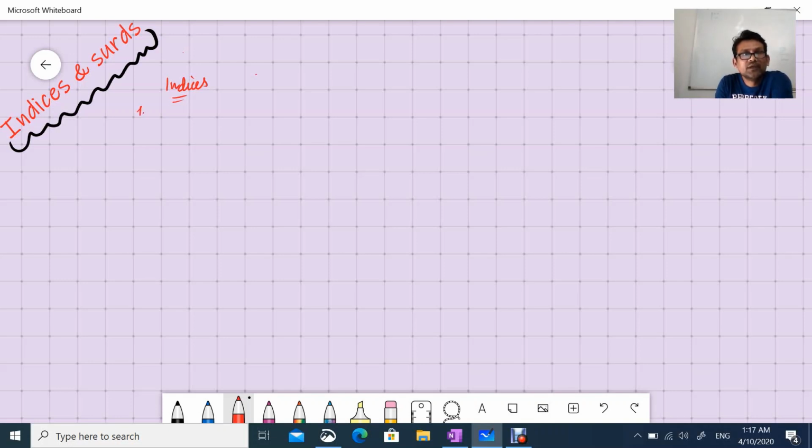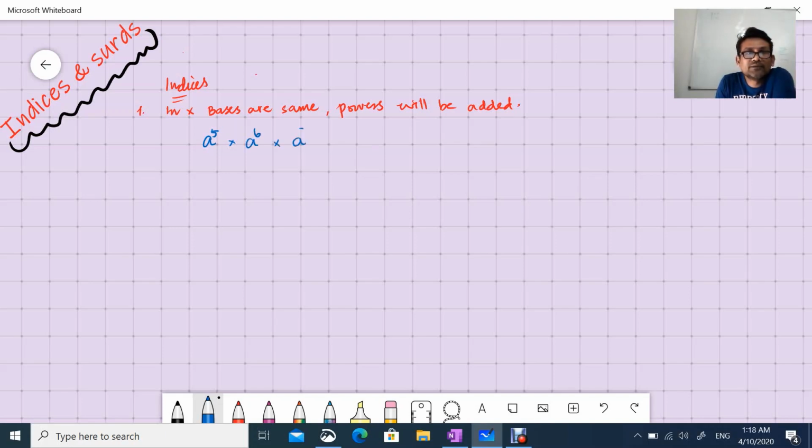First, in multiplication, when the bases are the same, the powers will be added. Powers, exponents will be added. This is also helpful in mathematics. An example is here: suppose a power 5 multiplied by a power 6 multiplied by a power 3 multiplied by b power 2.